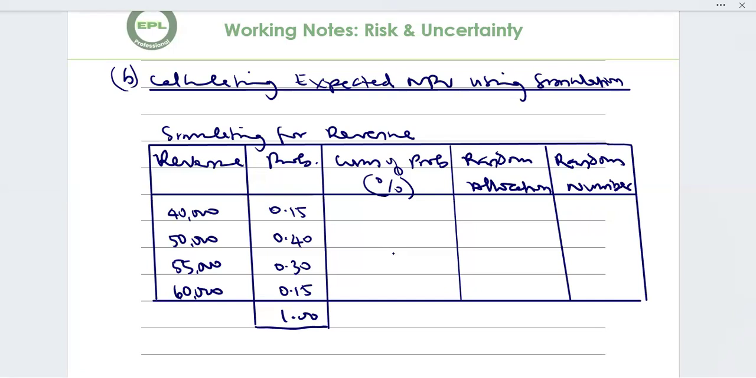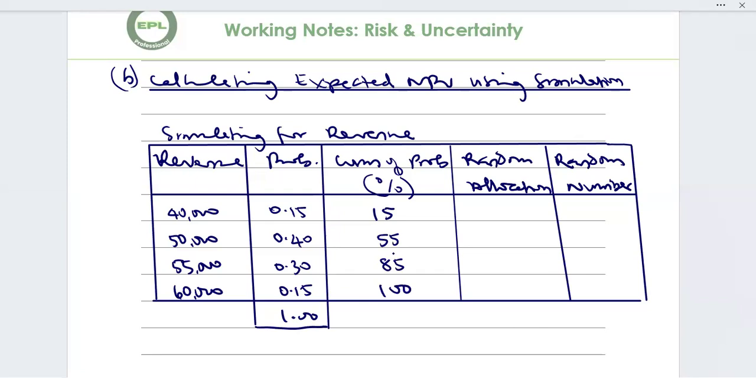So we need to find the last three columns. You are the one that will determine them. So we need to find the cumulative of the probability in percentage. The first probability is 15%. Therefore, just write 15. We are looking for cumulative. So 15 plus 40 will give us 55. 55 plus 30 will give us 85. 85 plus 15 will give us 100.